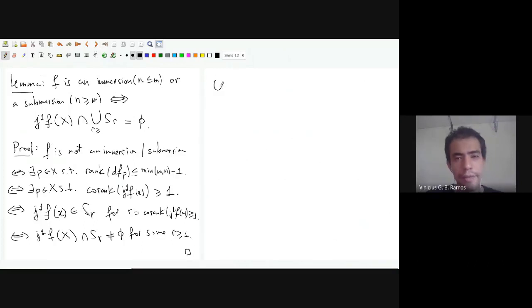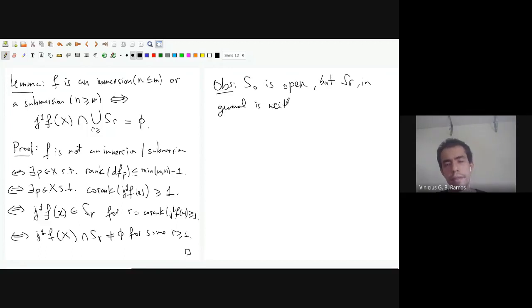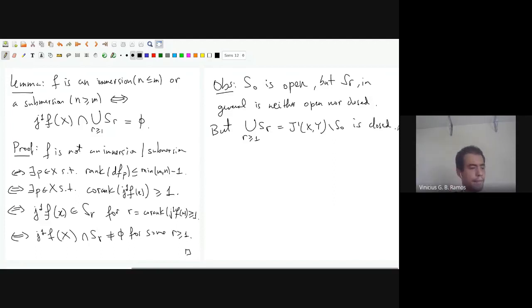Let me actually write down this observation. The observation is that S_0 is open. So having co-rank 0, or being maximum rank, is open. But S_r in general is neither open nor closed. But the union of S_r for r greater than or equal to 1, and of course this is a finite union, is the complement of S_0. This is closed.